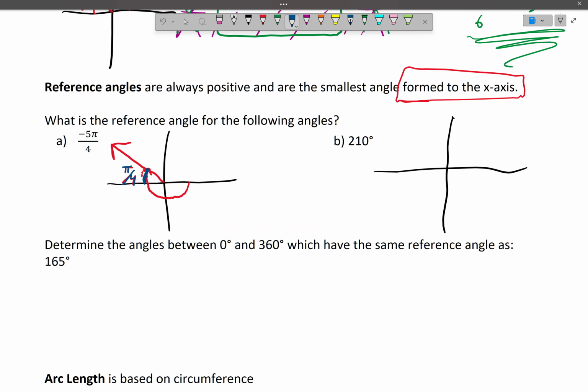Okay, so let's try the next one. This is 210, so this is going around. That's 180 plus another 30. So again, this angle here is 30 degrees past the 180.